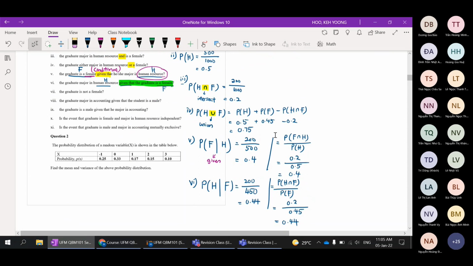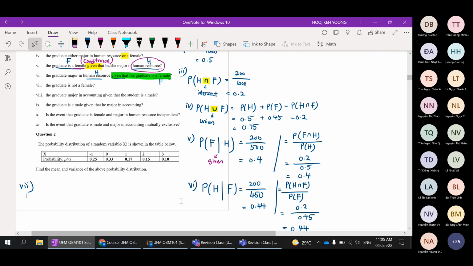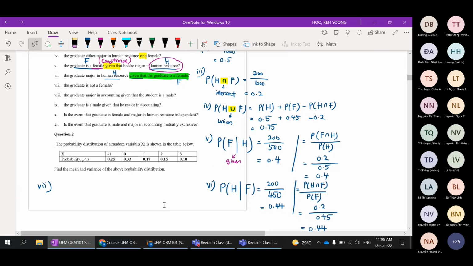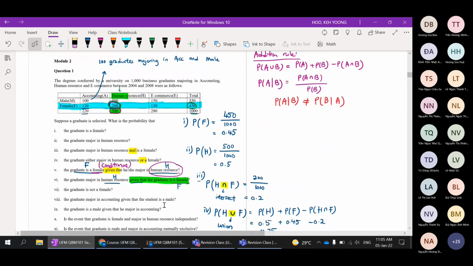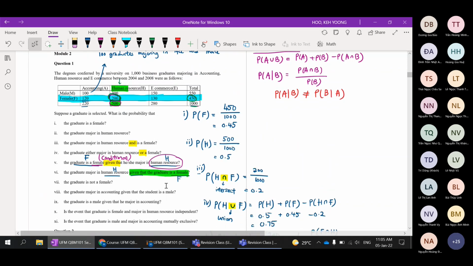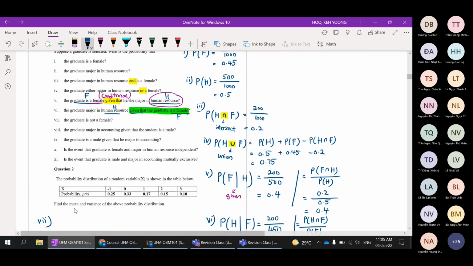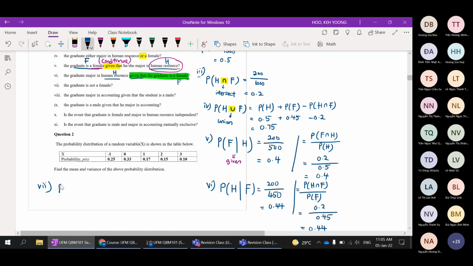Okay, next questions. Question 7. The graduate is not a female. We have only two genders here, male and female. If it's not female, that means it's a male already, right? So how do we write the probability notations?